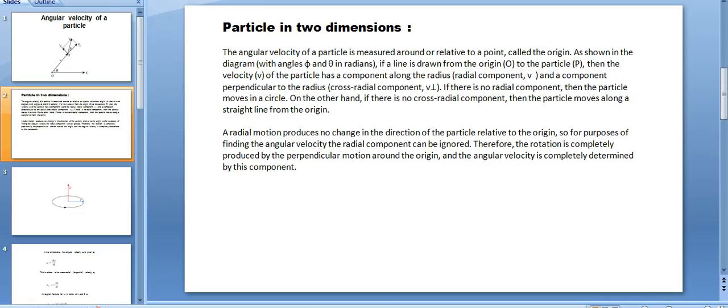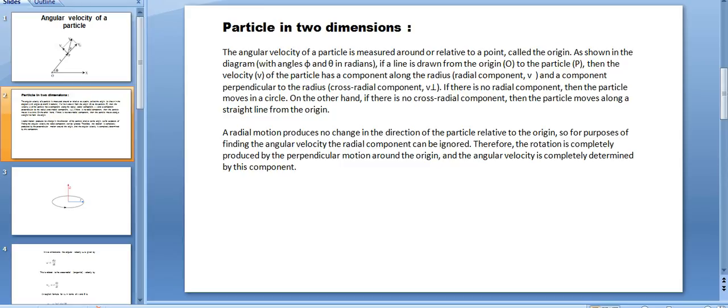If a line is drawn from the origin O to the particle P, then the velocity v of the particle has a component along the radius, the radial component v, and a component perpendicular to the radius, the cross-radial component v lambda. If there is no radial component, then the particle moves in a circle. On the other hand, if there is no cross-radial component, then the particle moves along a straight line from the origin. A radial motion produces no change in the direction of the particle relative to the origin.